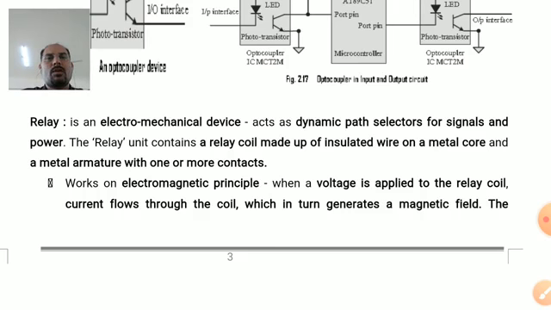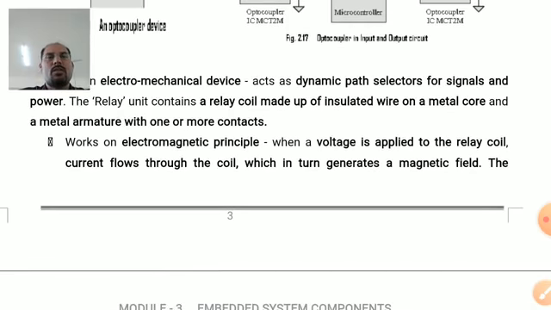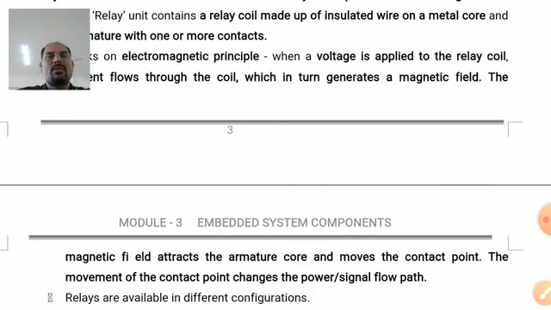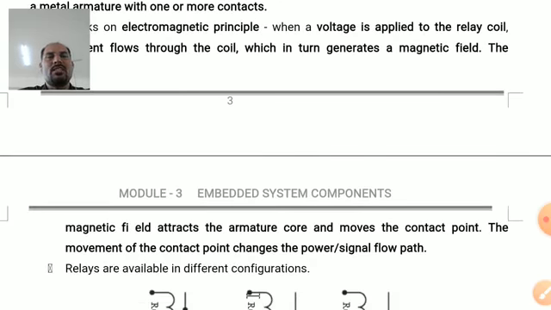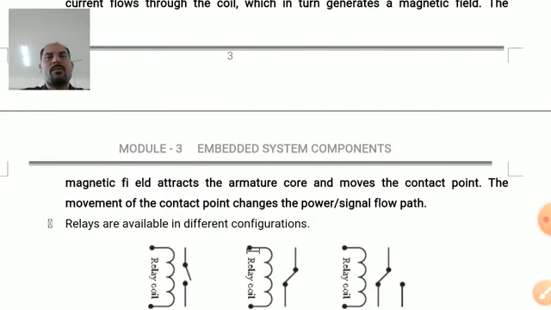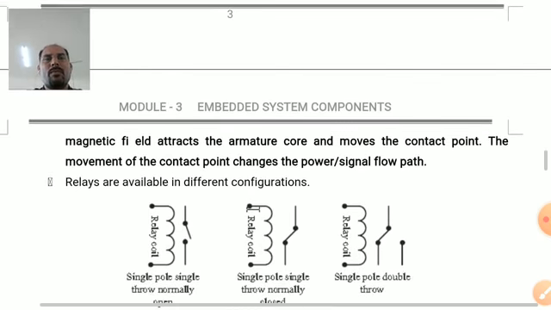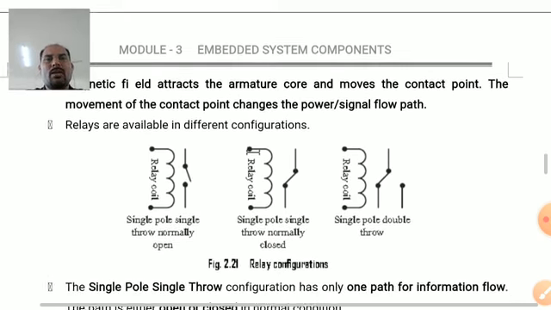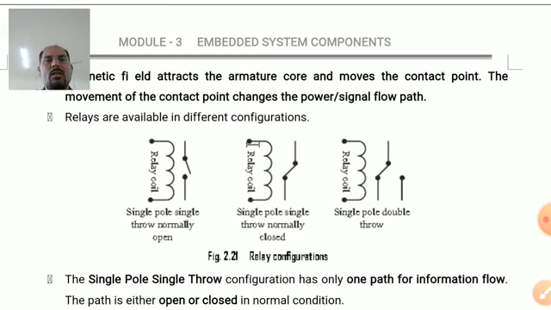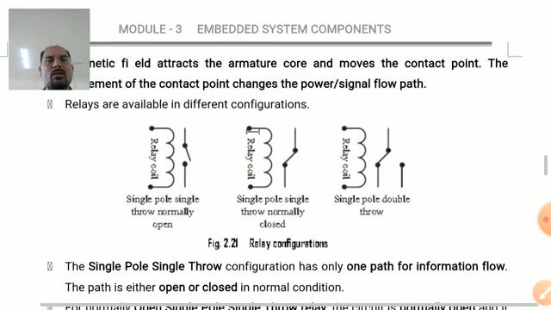Relay works on the principle of electromagnetic phenomena. When a voltage is applied to the relay coil, current flows through the coil, which in turn generates a magnetic field. The magnetic field attracts the armature core and moves the contact point. The movement of the contact point changes the power or signal flow path. Relays are available in different configurations: single pole, single throw, normally open; single pole, single throw, normally closed; single pole, double throw.